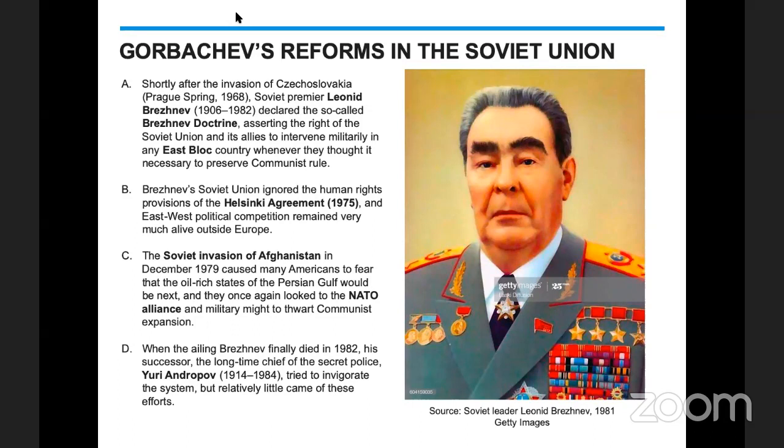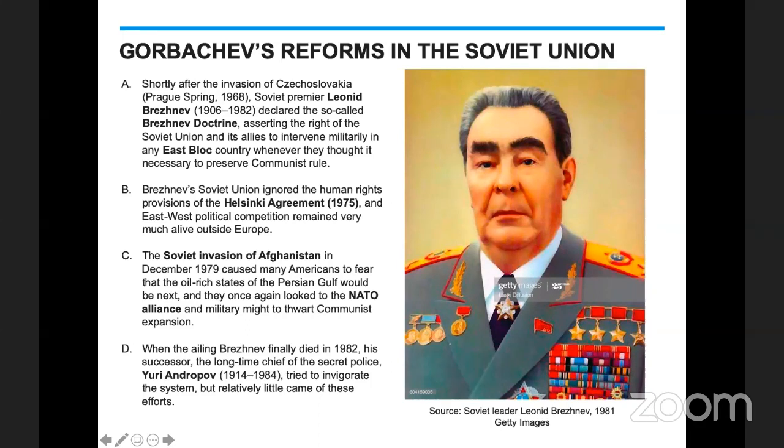We've got the two superpowers, and we're not really breaking this apart because we're trying to go quickly, but the two superpowers throughout the 70s and early 80s are involved in a number of treaties that they're trying to reduce their nuclear arsenals. One is the Helsinki Agreement, and as part of that agreement, there was a statement about how you have to honor human rights. Brezhnev's Soviet Union will ignore the human rights provision of the Helsinki Agreement, and East-West political competition remains very much alive outside of Europe.